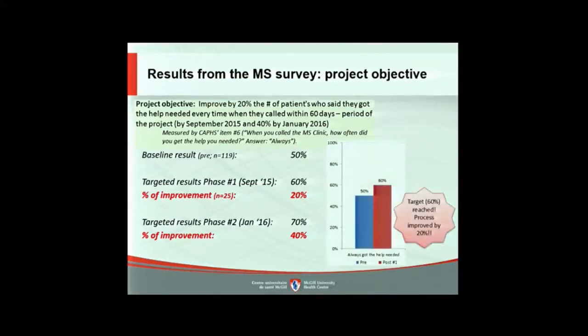just to tell you that our project worked. We did improve, by the way. About 60% of our patients who call the clinic say they always got the help they needed when they called. Our goal was to reach the 60% mark, and in January we want to get to the 70% mark. So it's continuous improvement work, but we're making progress. So this is a quality improvement project.